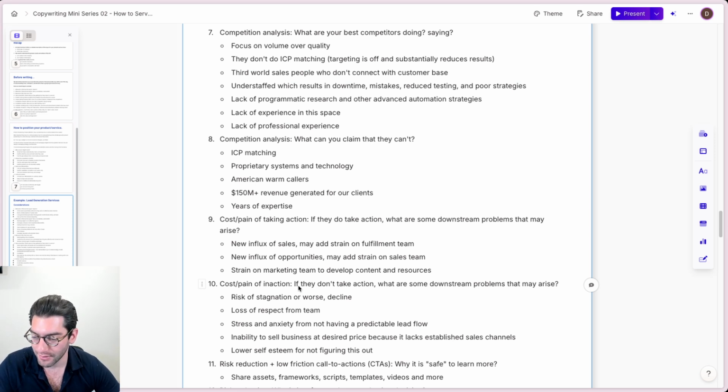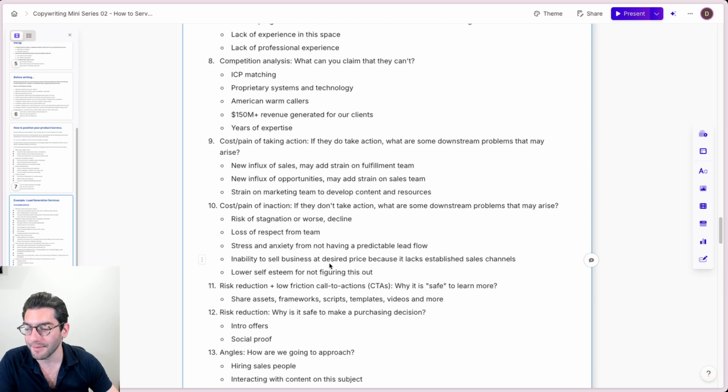to save you. The inability to sell your business, one that you built, at the right price, because you have a lack of established sales channels, and the entire sales flow is dependent on you and your network. And look, you may have a lower self-esteem because you have not figured this out.